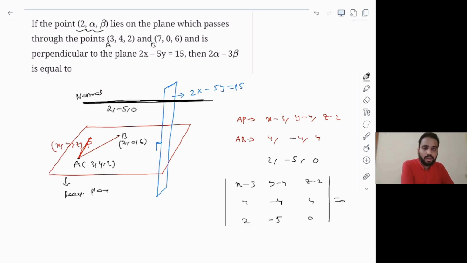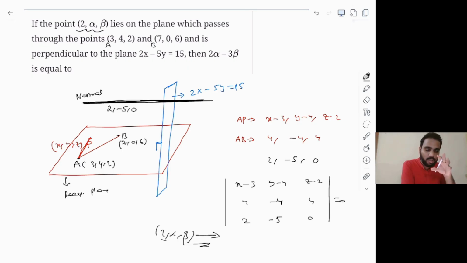Okay, and you know what to do next, right? Because once you find the plane equation, what's your idea? Simply take that point (2, alpha, beta) and substitute it in the plane equation to get the condition for 2 alpha minus 3 beta, which is the required part. Okay, so this is the idea. As I told, it's very interesting. If you understand this diagram carefully, it's actually a very easy question.